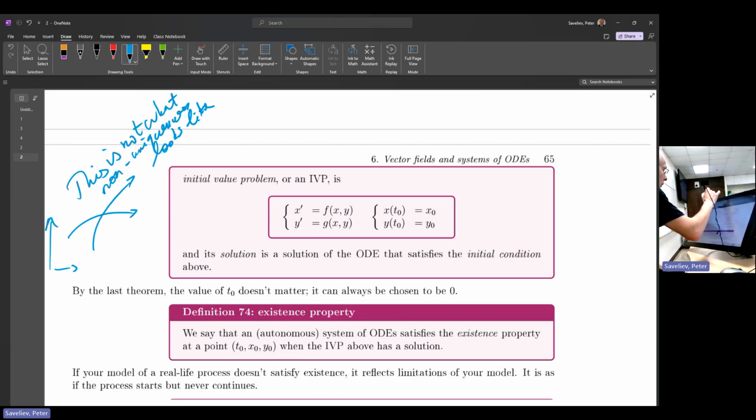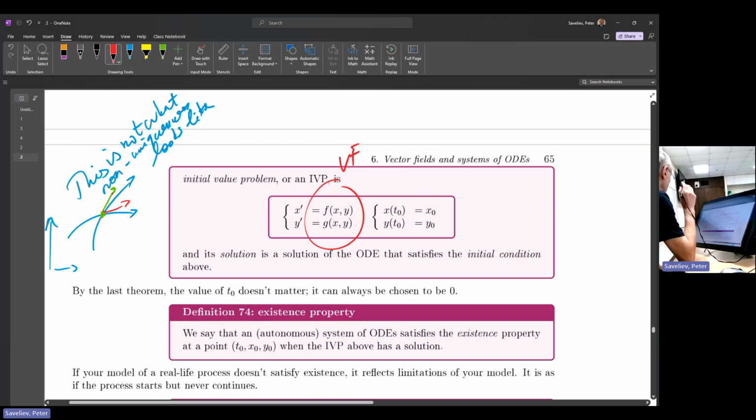There is only one arrow at every point. So if there is an arrow, it is either this one or that one. So you cannot have two. So the vector field, this is my vector field, and it has exactly one arrow.